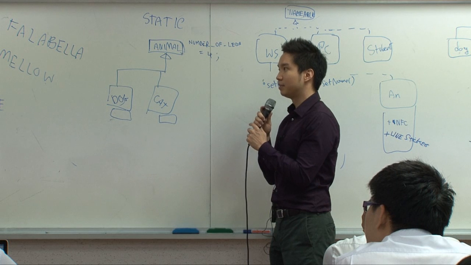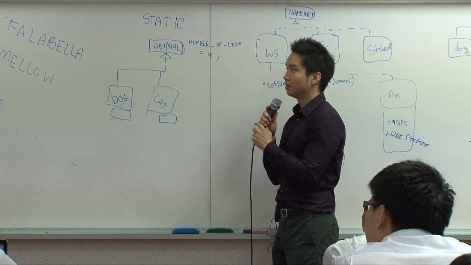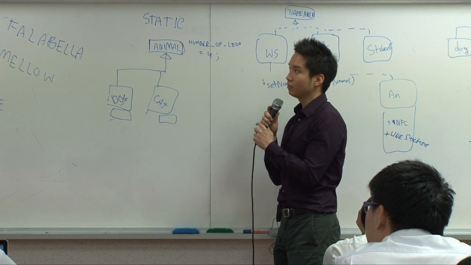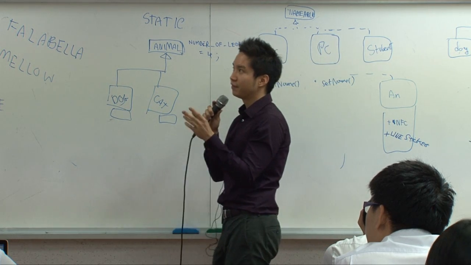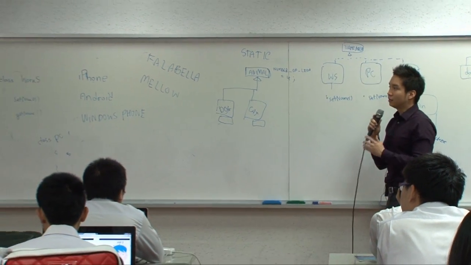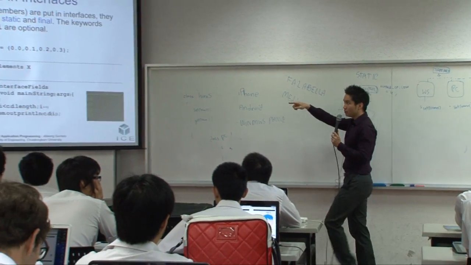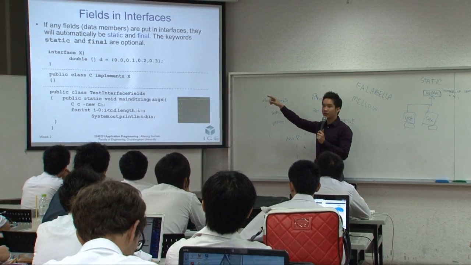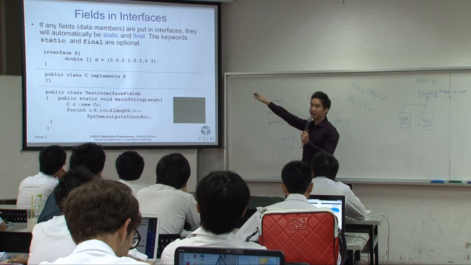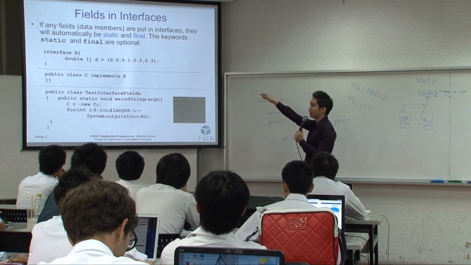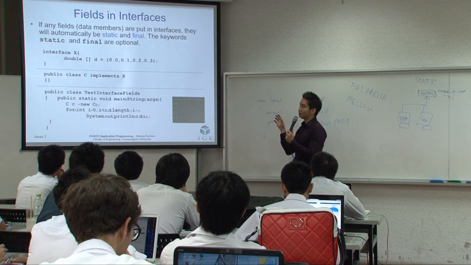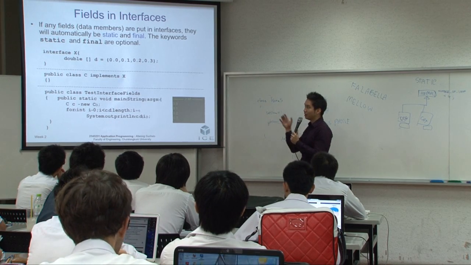Public class C implements X. So here, the keywords static and final are optional. You can see here, we have interface X that contains a member variable called D, a member constant actually. And then we have a concrete class called C that implements X, right?